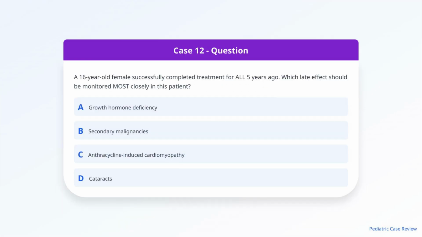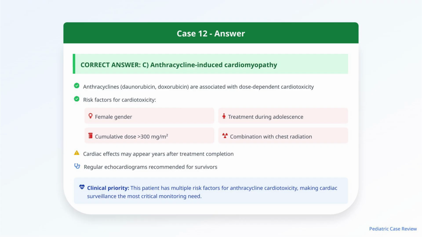For our 12th case, a 16-year-old female successfully completed treatment for acute lymphoblastic leukemia 5 years ago. Which late effect should be monitored most closely in this patient? A. Growth hormone deficiency. B. Secondary malignancies. C. Anthracycline-induced cardiomyopathy. D. Cataracts. The correct answer is C.